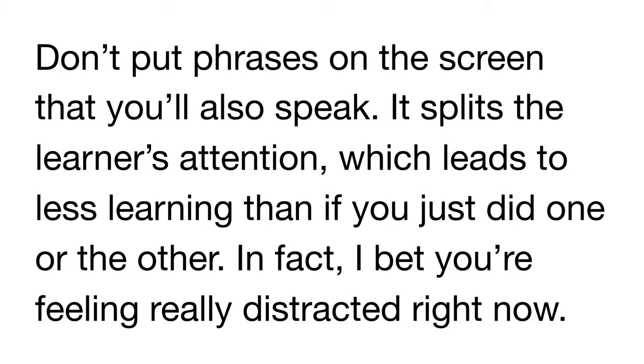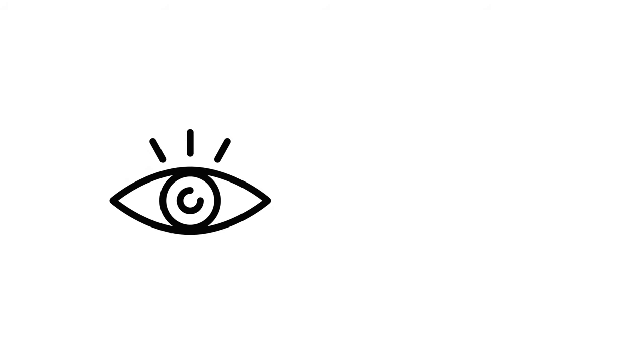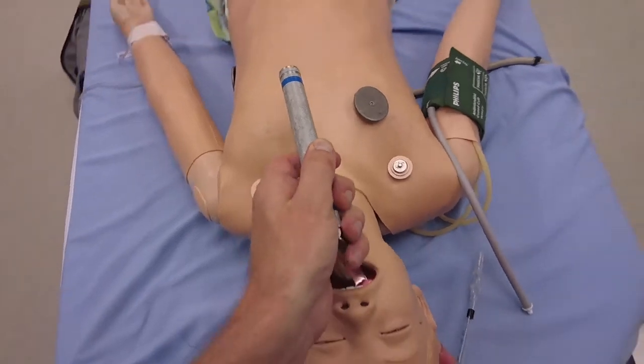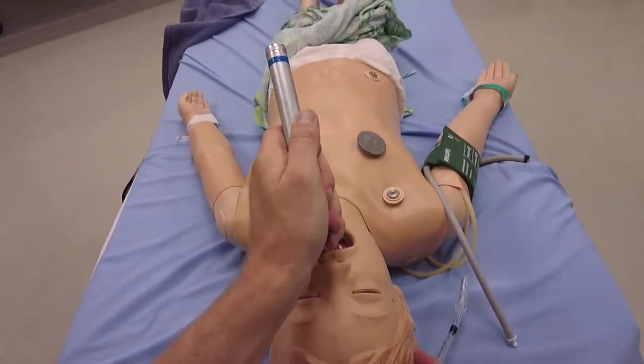In fact, I bet you're feeling really distracted right now. Humans learn by two channels, visual and auditory, and they're separate. If you load both channels with the exact same information, you distract the learner. A lot of text overwhelms the learner's processing abilities. Use text sparingly to signal the important elements you want to draw attention to.